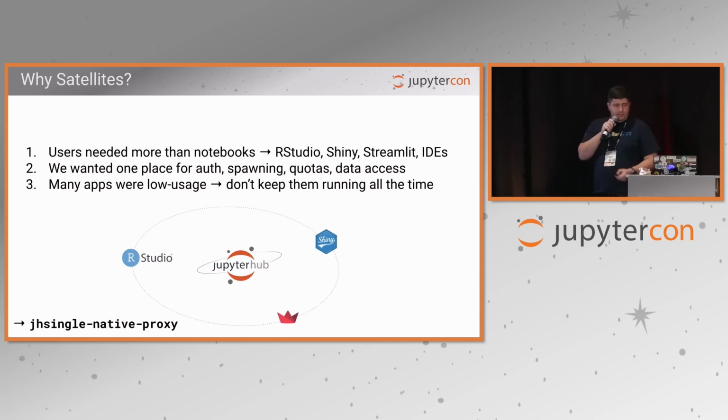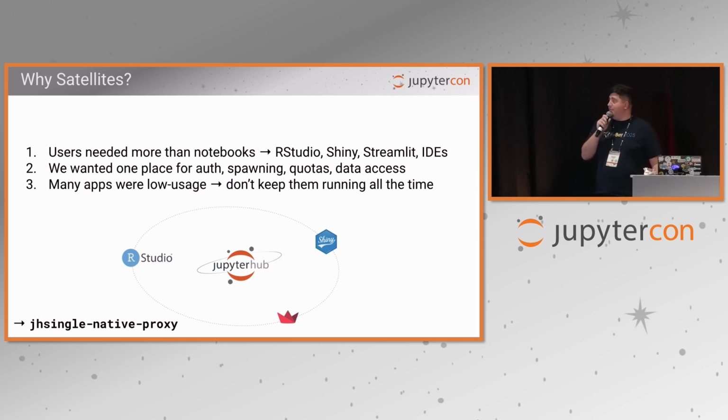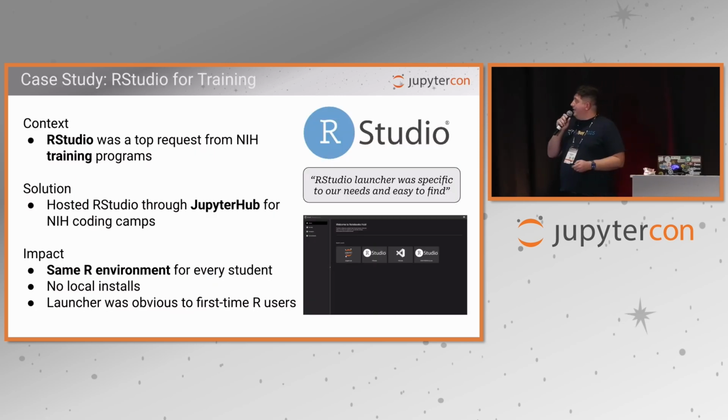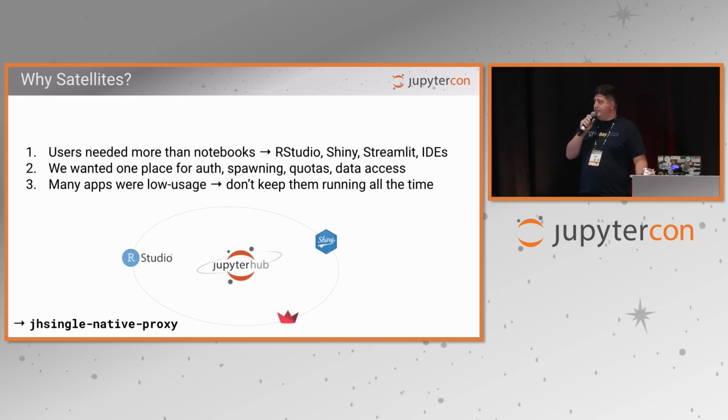So the solution for us was implementing this satellites pattern, running different applications, and thanks to a project called Jupyter Server Proxy, we were able to do that. So we put those applications in JupyterHub's orbit. I'm going to go through 3 case studies here for RStudio, R Shiny, and Streamlit, and I'm going to tell you about the lessons we learned and the results we've gotten.